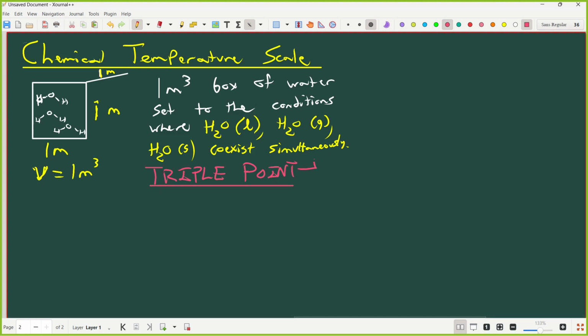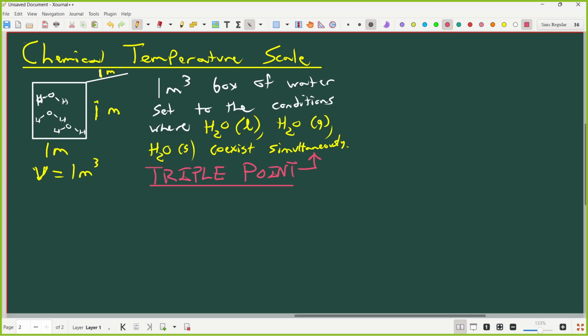Triple point. Okay? As we'll see, for a pure material, like water, any material in fact, there is exactly one pair of temperature and pressure where all three phases, solid, liquid and gas, coexist simultaneously. It's called the triple point. One of the great contributions of Josiah Gibbs is that he proved that a pure material has exactly one point, and only one point, in temperature-pressure space where all three of the phases coexist simultaneously. It's called the triple point. We'll learn that rule in a couple weeks.